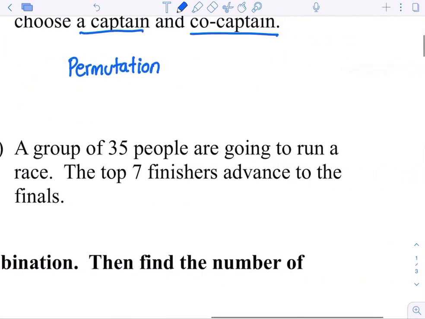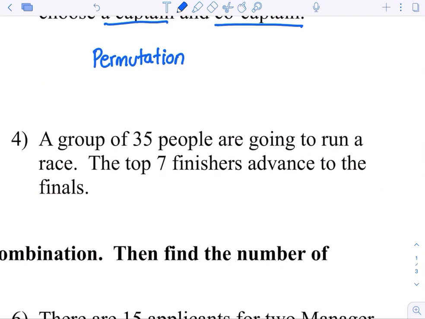All right. A group of 35 people are going to run a race. The top 7 finishers advance to the finals. The top 7 finishers advance, but it doesn't specify first place, second place, third place, or whatnot. So that means order doesn't matter. So this is just a combination.